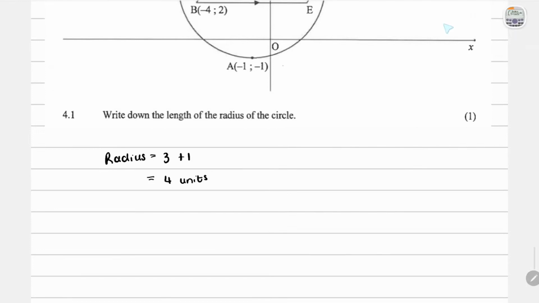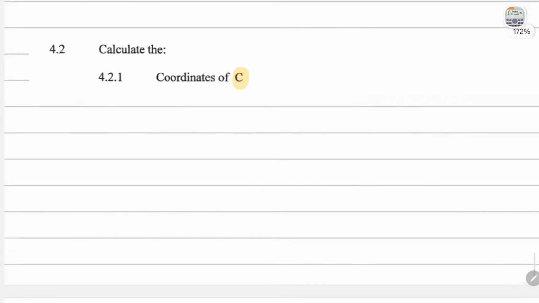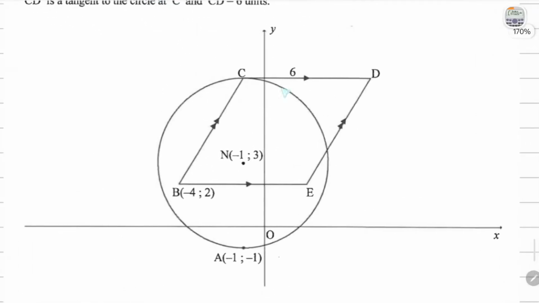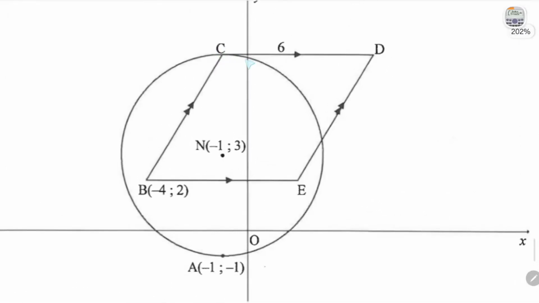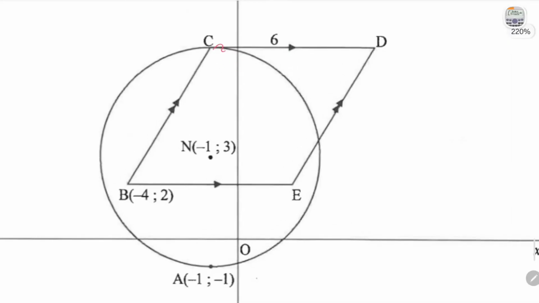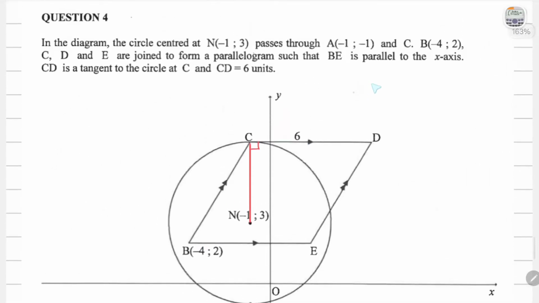Moving on to the next question. Question 4.2.1 says, calculate the coordinates of C. So looking at C, C is also that other point that is at the circumference. So how to find C? Notice that CD is a tangent to the circle. So it means that when we draw a radius, which we already have the length of, we know that the radius and the tangent are perpendicular at their point of contact. So here's the thing. This is parallel to BE. But we also know something about BE and the x-axis. They told us that BE is parallel to the x-axis.